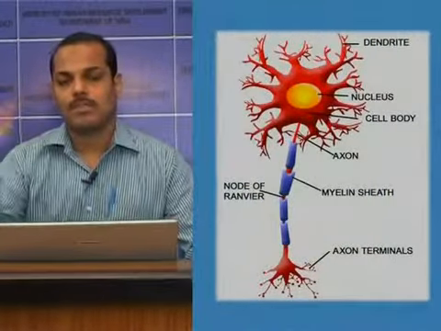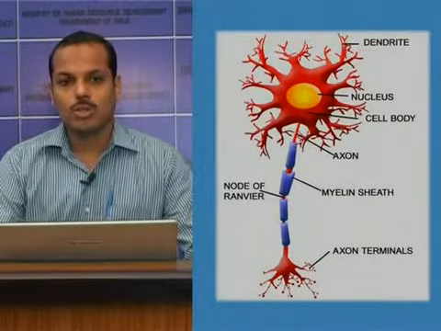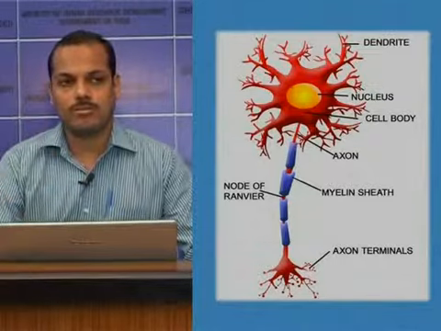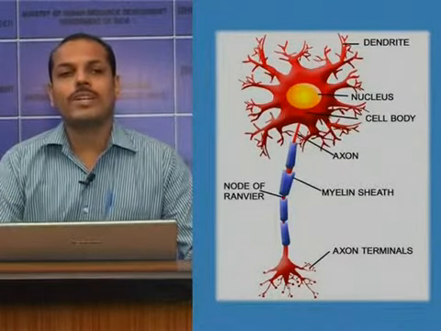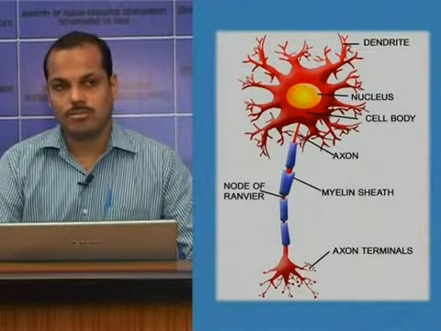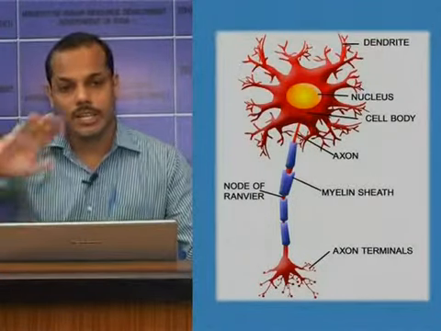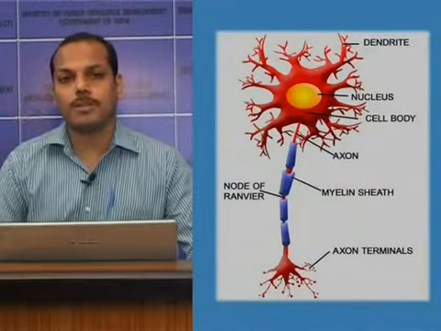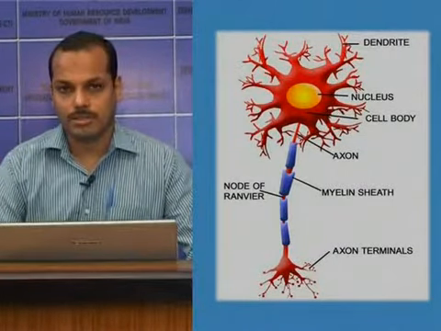Now, once we go through the anatomy of this basic unit, the neuron, we can divide it into two parts: a cell body or soma, and the processes. Two types of processes are there, dendrites and axon. All neurons contain one axon. Sometimes dendrites may be absent, or one dendrite may be there, or many dendrites may be there.